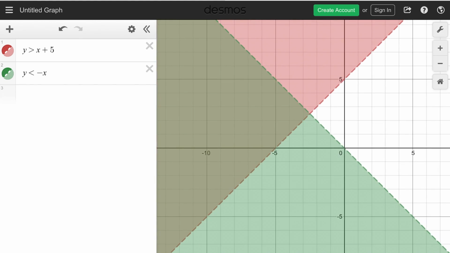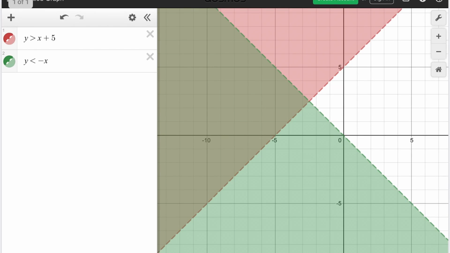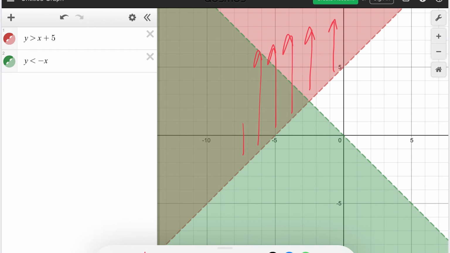So what we have here is, I wonder if I can change colors. Okay, everything above here works for the red. Okay. Everything below works for the green. And where do they cross? Right here.